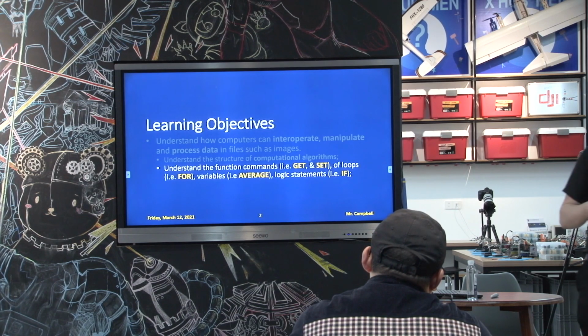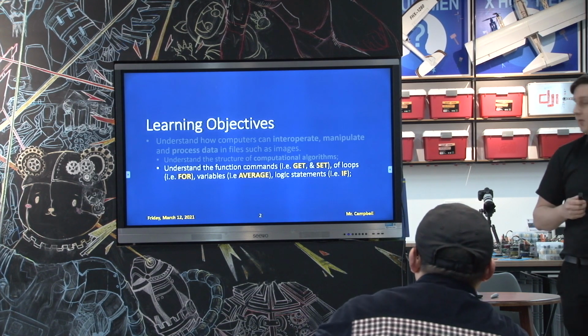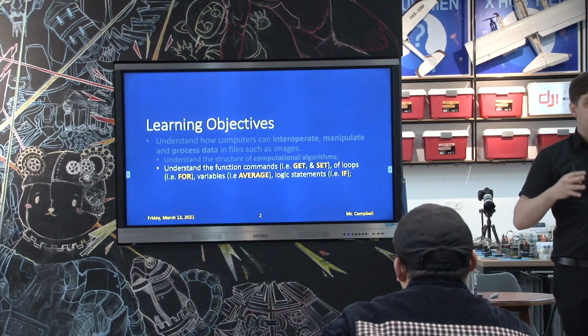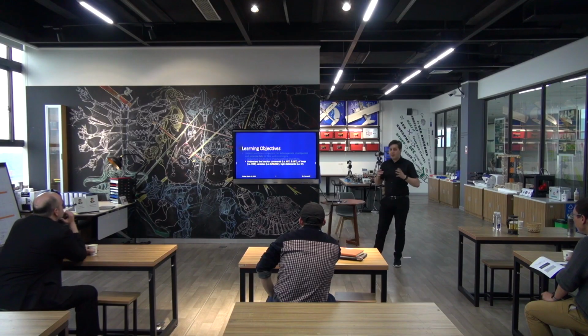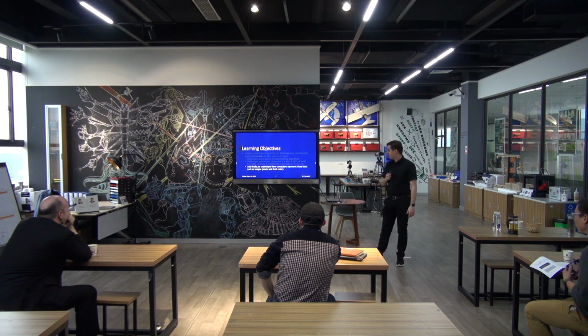The next thing we need to do is to understand different functions. So this starts getting into the structure of a language. And we're going to be looking at how to get or set information, for loops, average, and ifs. Okay, so do something if. Okay? So these are all different types of statements that, from an English standpoint, are quite common and easily understandable. And they have their own specific syntax in the programming language.